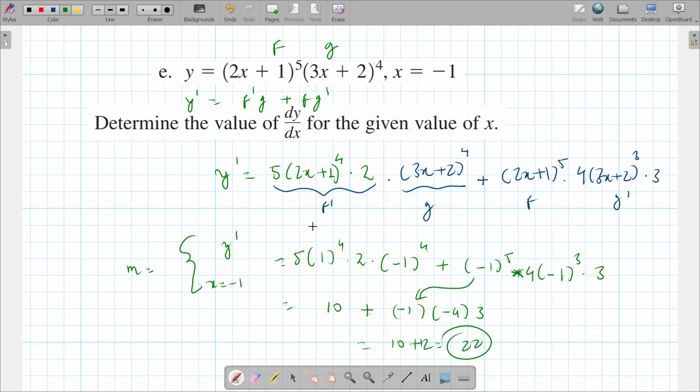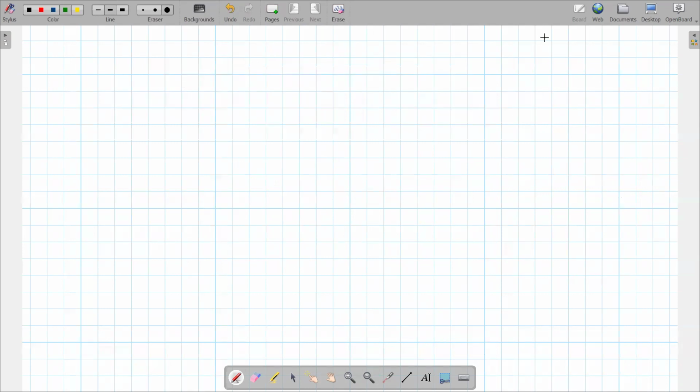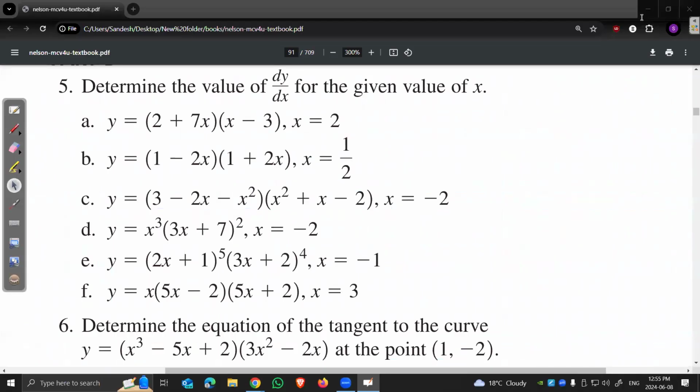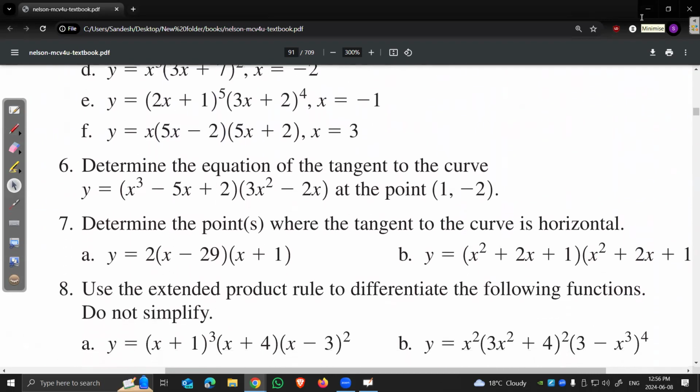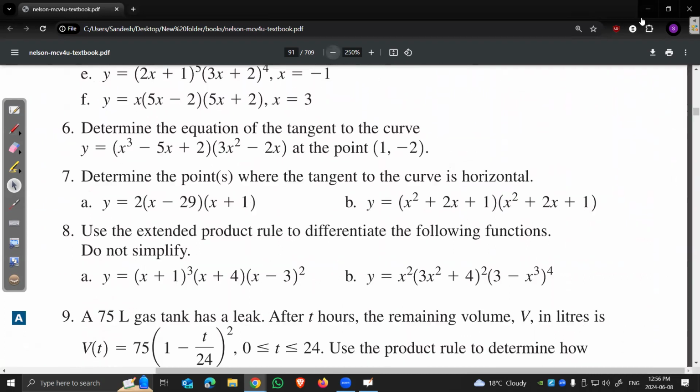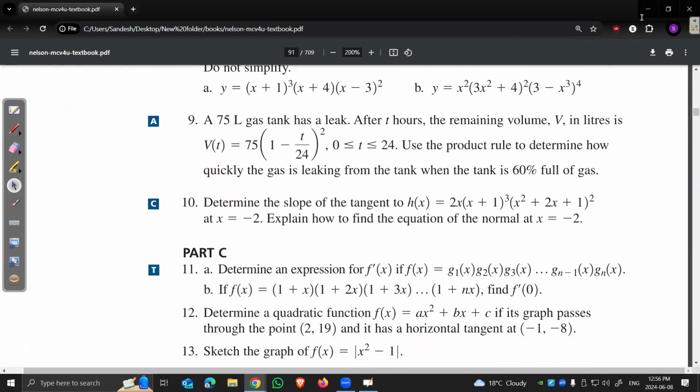But again, anytime the inside bit is not an x, which won't be the case 99% of the time, except I guess here. This is the only place where you don't have to worry about x. Every other thing here, you have to use the product rule and the chain rule.